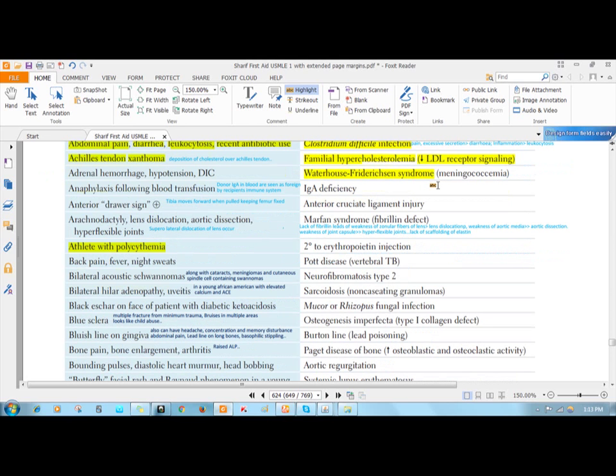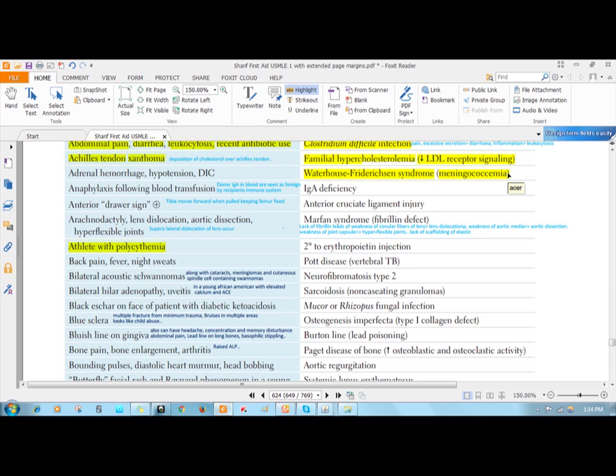Next one we have Waterhouse-Friderichsen syndrome. Okay, so Waterhouse-Friderichsen syndrome is a catastrophic situation. Whenever someone, like some kid who is about 15 to 25 years of age, who is sexually active, or who lives in a dorm, or who is in military service, living in a military dorm, or any close contact, whenever someone is living in close contact spaces, they tend to get colonized. Their respiratory mucosa, especially the upper respiratory mucosa, tends to get colonized with meningococcus, which is Neisseria meningitidis.